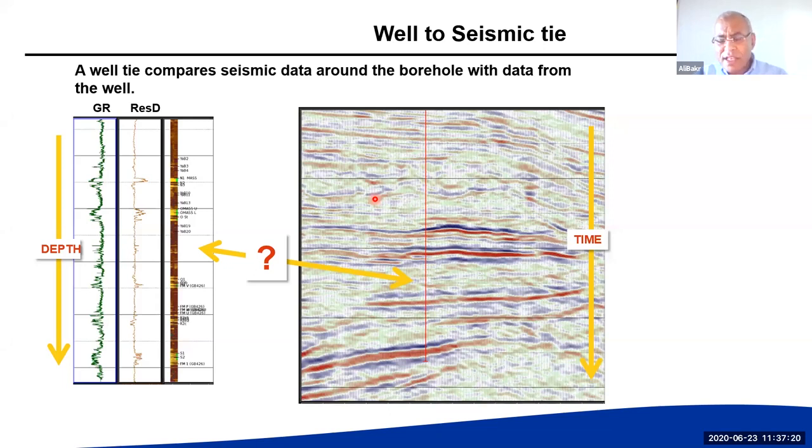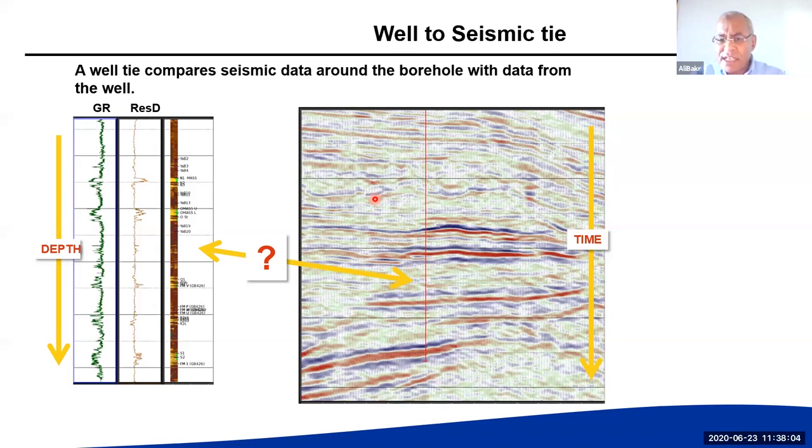The main tool to tie them is what we call synthetic seismograms, where we use the density log, the sonic or velocity log, and the check shot together to come up with a 1D trace, like the seismic trace, representing the well. And this trace, the synthetic seismogram, has two scales. One of those scales is the time scale that fits the seismic, and the other is the depth scale that fits the well logs. So I can switch between the time scale and the depth scale on that synthetic seismogram.